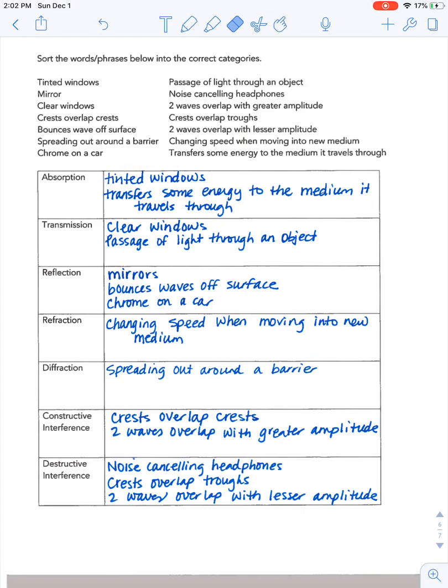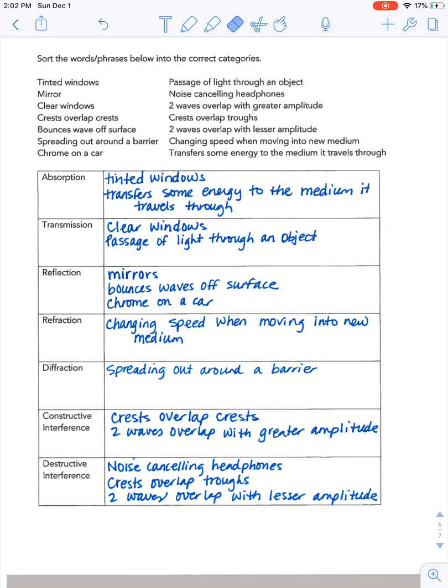That's why dark colors get more hot than light colors in the sun, because they are absorbing, like the tinted windows. Okay, transmission. That's going to be your clear windows to transmit or to let something go through. So that's going to be passage of light through an object. Reflection, we labeled that law of reflection, the incident and reflected ray, up a little bit earlier. We have mirrors or chrome on a car, reflective surfaces, and that's the bouncing of waves off of a surface. That's why you can see your beautiful self in the mirror in the morning.